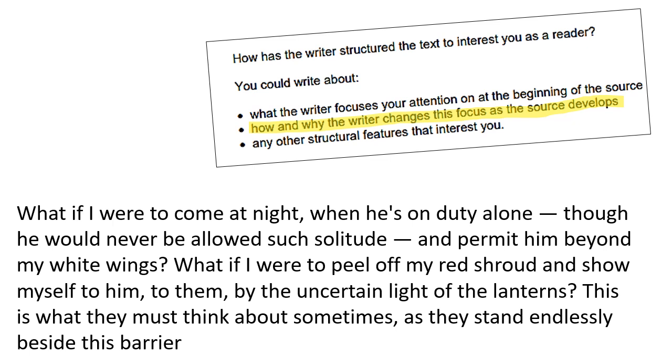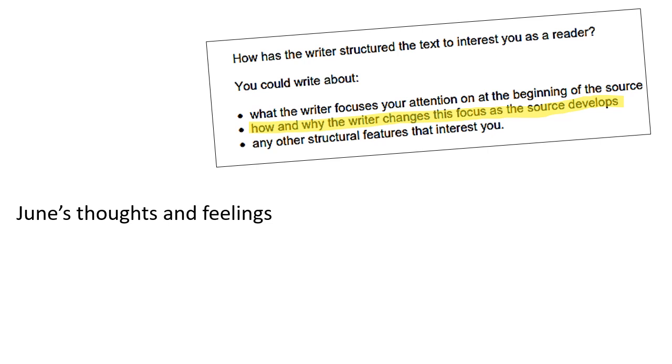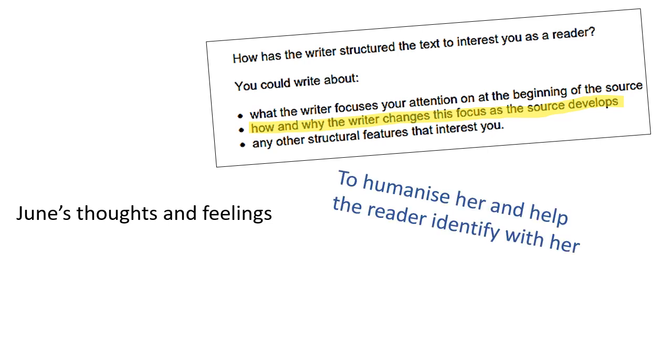When Margaret Atwood changes the focus to quotes like that, what she's doing is focusing on June's thoughts and feelings. So it's less about what happens and more about what June thinks. The effect of that, of course, depends hugely on what it is that she's thinking and feeling at the time. But in general, perhaps Margaret Atwood does this to humanise her. We have to like her and we have to care about her. And finding out what she thinks and how she feels helps us do that.